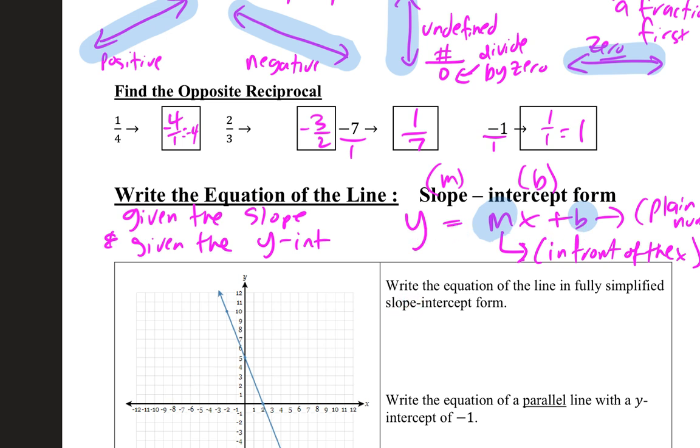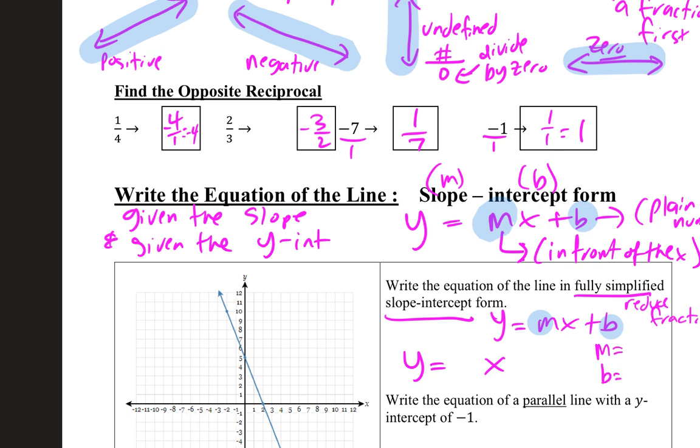Okay, so let's look at this. Write the equation of a line fully simplified, so that means reduced fractions, in slope-intercept form. Slope-intercept form means we need to have y equals mx plus b, and we're just going to substitute right there and right there. So let's go ahead and write that down. y equals, with a blank for the x. We need to find the slope and we need to find the y-intercept.